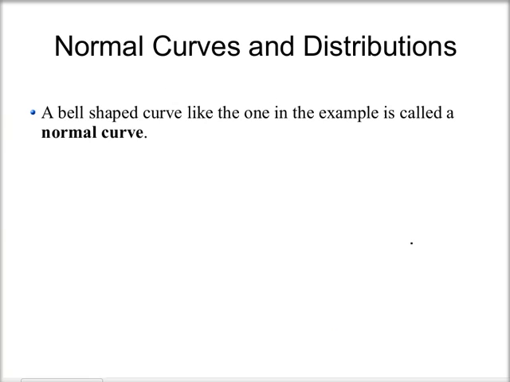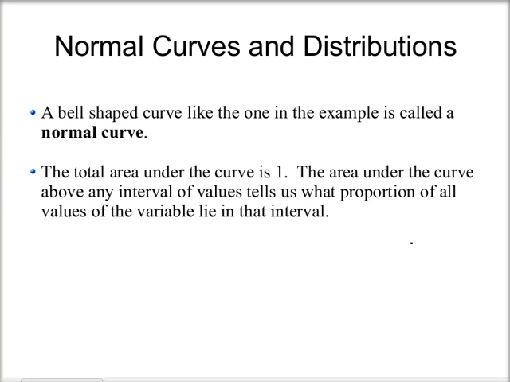So let's talk about normal curves. As I said, a bell-shaped curve like the one in the example is called a normal curve. When we have a normal curve, we set the total area under the curve to be 1, and then the area under the curve above any interval of values tells us what proportion of all values of the variable lie in that interval. So let me draw a picture for that.